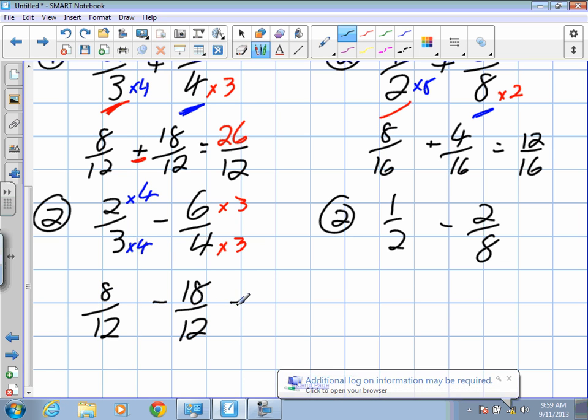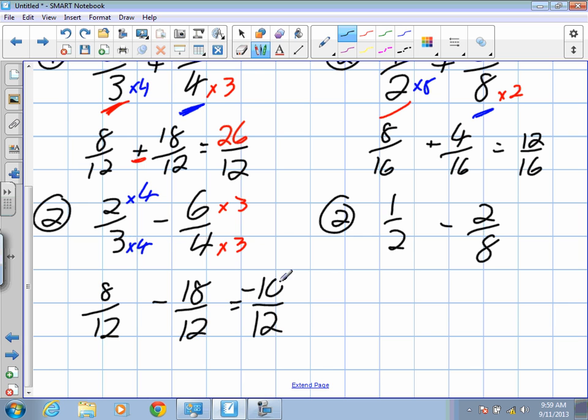Our denominator will be what value? 12. What is 8 subtract 18? Negative 10. So our fraction is negative 10 over 12.